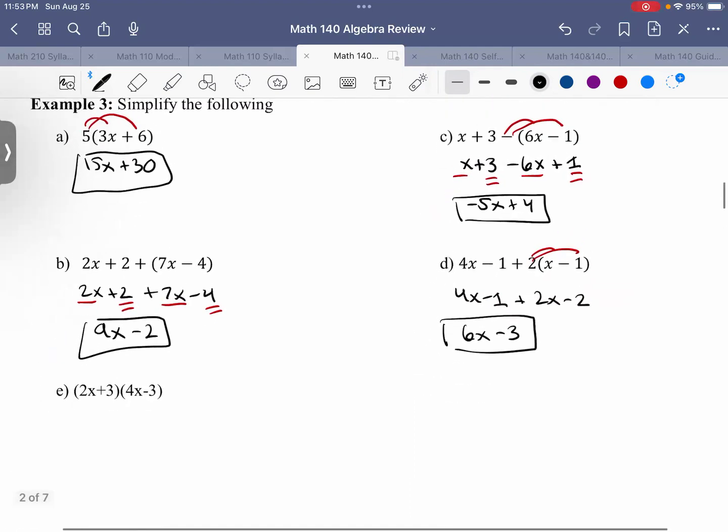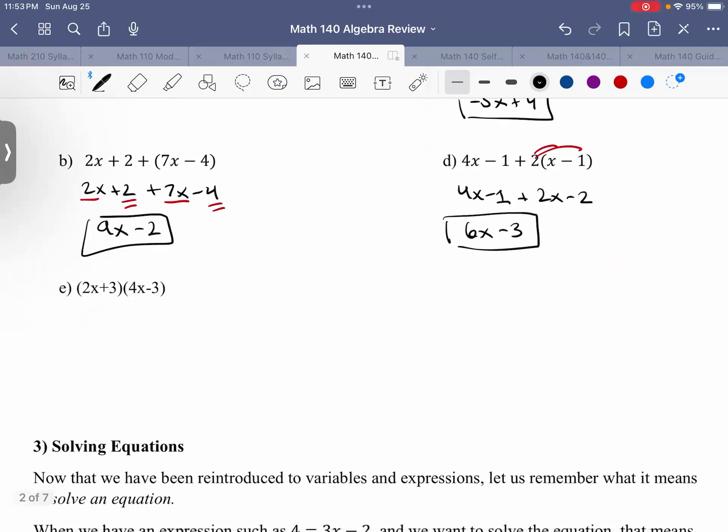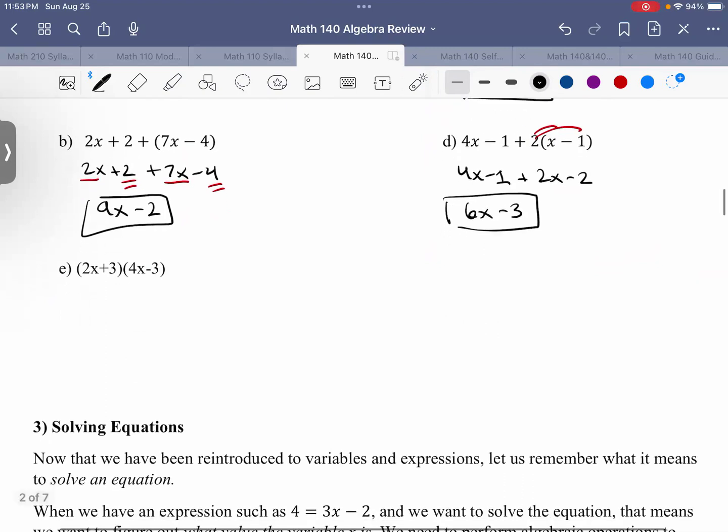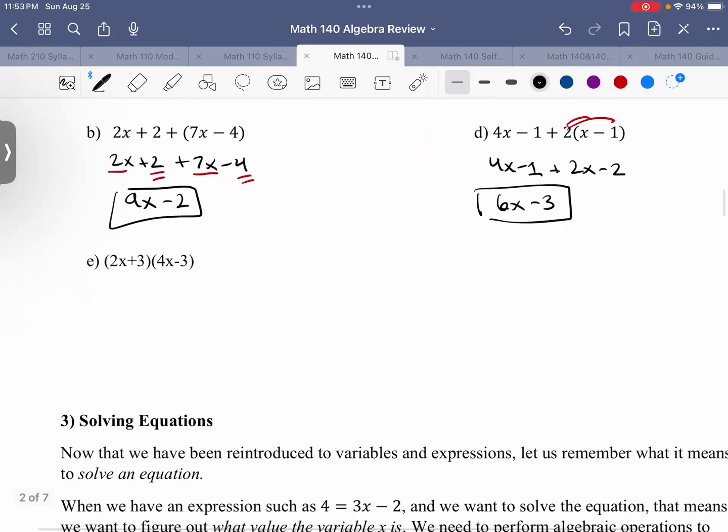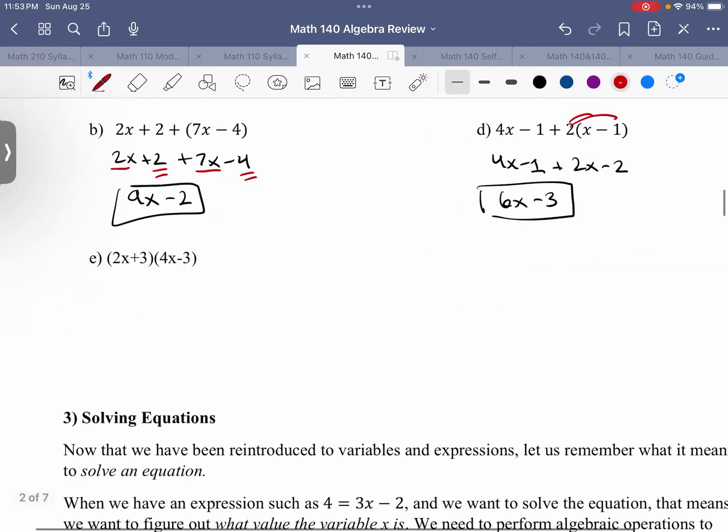So we have this last one here, 2x plus 3 times 4x minus 3. Now we're not adding or subtracting. We're actually going to multiply out these two expressions. This is called foiling, where you have to distribute to every single term. So this 2x is going to multiply 4x. This wouldn't be 6x, because we're multiplying now. What it would be is 8x squared. 2 times 4 is 8, and then x times x is x squared.